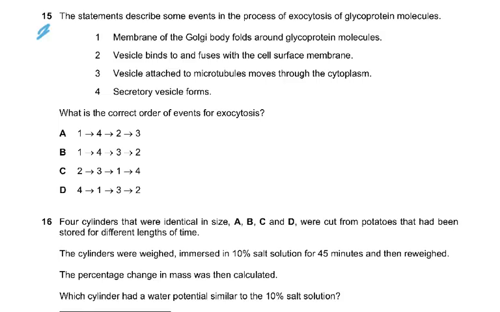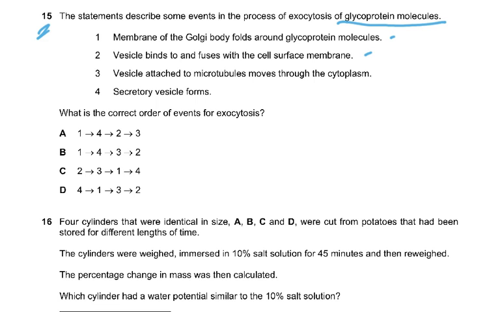Question number 15. The statement describes some events in the process of exocytosis of a glycoprotein molecule. You know, glycoproteins are made at the Golgi, and then secretory vesicle, and then of course it attaches to the cell membrane, and then exocytosis. So membrane of the Golgi body folds around the glycoprotein. Vesicles binds to and fuses with the cell surface membrane.